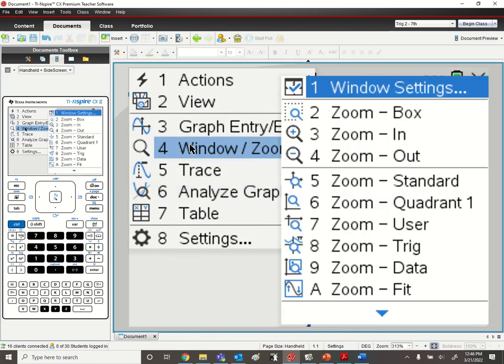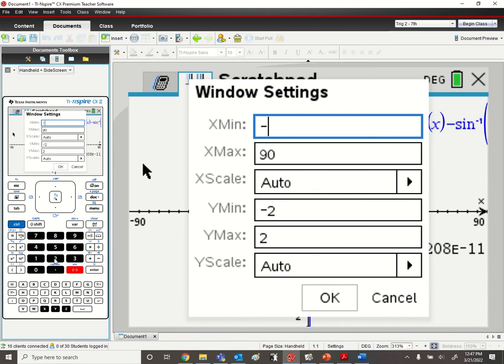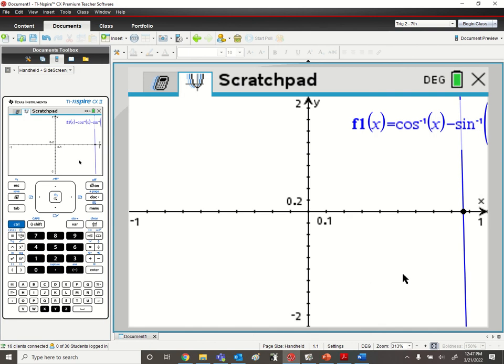Window, settings. And I have -1, 1, and everything else stays the same. There we go. So there is my answer right there. So in between those, I only have 1. Let's go ahead and find that one.